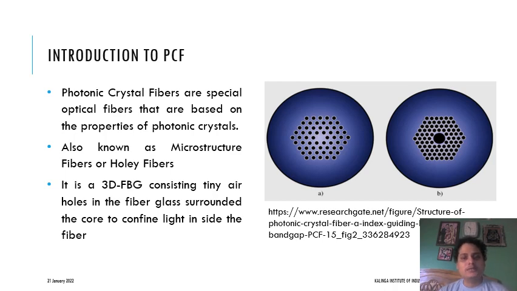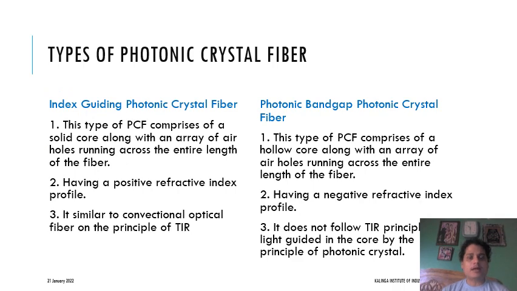Now this photonic crystal fiber is actually a three-dimensional fiber Bragg grating consisting of tiny air holes in the fiberglass, completely surrounding the core, which confines the light in the core region of the photonic crystal fiber. Now coming to the different types of photonic crystal fiber. Photonic crystal fiber is broadly categorized into two types. One is index guiding photonic crystal fiber, and another is photonic band gap, that is PBG photonic crystal fiber.